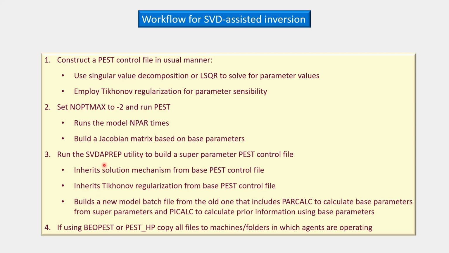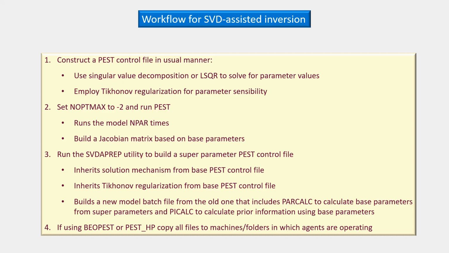Next, we run this utility called SVDA prep. It builds us a superparameter PEST control file. It inherits as much as it can from the base parameter PEST control file, including Tikhonov regularization if it's present, but the whole inverse problem is redefined in terms of superparameters. The original model batch file becomes a new batch file which includes the wherewithal to back calculate base parameters from superparameters, so that we actually are still estimating parameters used by the model. The superparameter estimation process is concealed from our view.